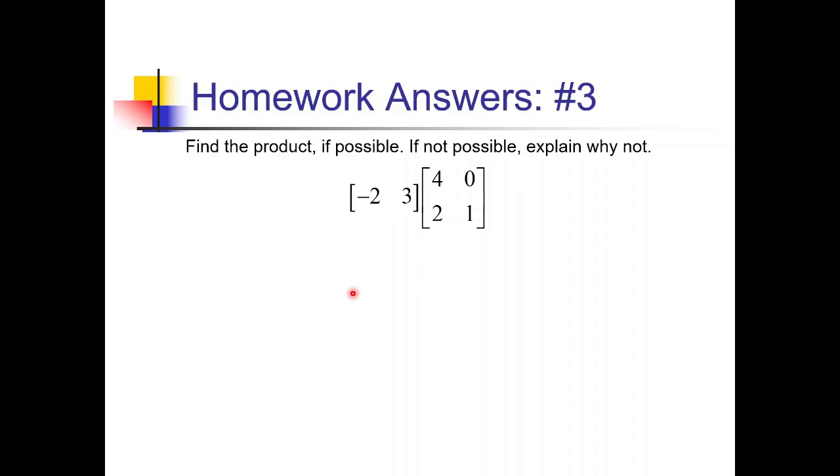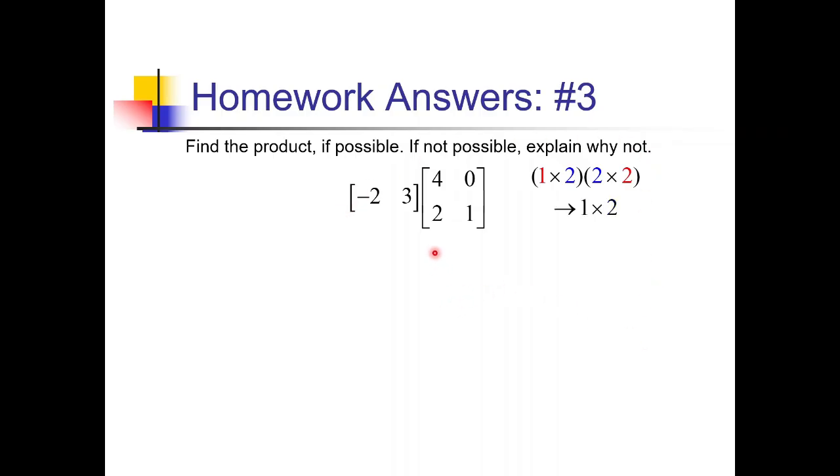For the next several problems, we're trying to find the product if it's possible. It might not be possible, so we always want to double check, and while we're at it, see what the dimensions of the product are going to be. So here we have a 1 by 2 and a 2 by 2. Since these 2's match in the middle here, that means we'll have a defined product, and it will be a 1 by 2, having the rows of the first and the columns of the second.